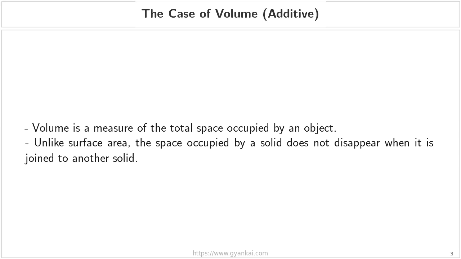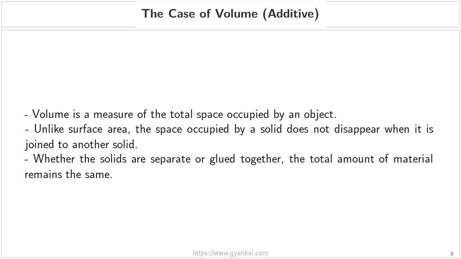As I mentioned earlier, when we join two shapes, some of their surface area disappears because those faces are now hidden inside the object. However, volume behaves very differently. The space occupied by a solid does not disappear just because it is joined to another solid. Think of it this way: whether you have two separate wooden blocks sitting on a table or you glue them together to make one single object, the total amount of wood, the total amount of material, remains exactly the same. The space they take up doesn't change just because they are touching.